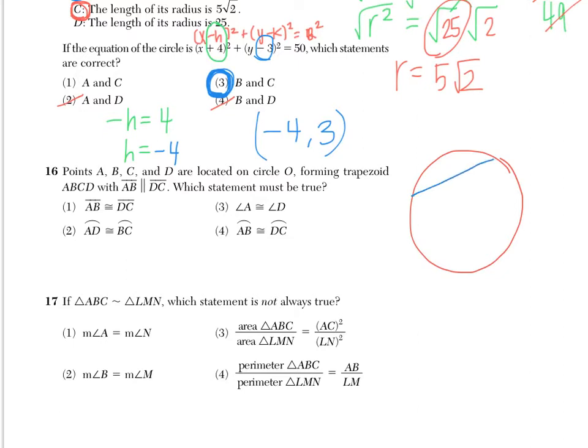So here I'm just going to sketch this trapezoid. We have AB, which is parallel to CD. Which statement must be true? Now, if you have parallel lines, they must intercept congruent arcs, meaning arc AD must be congruent to arc BC, which is choice 2.